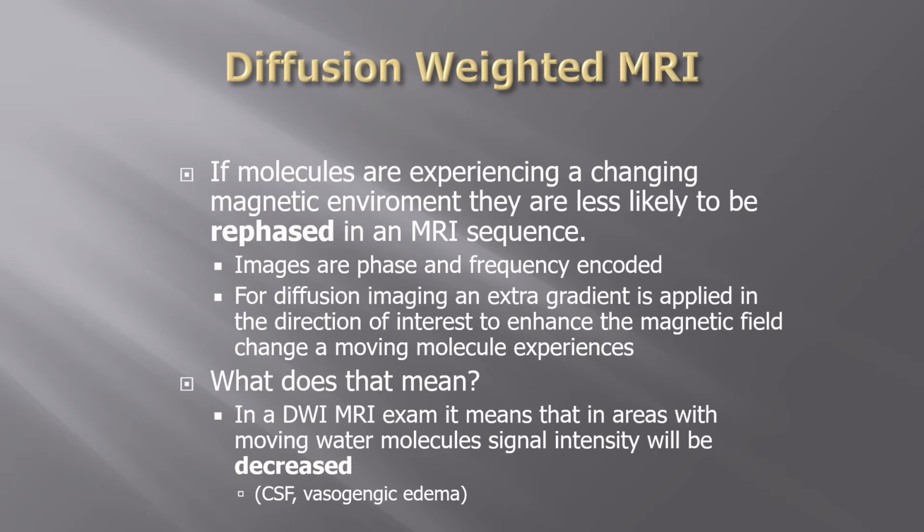So what this means is in diffusion weighted imaging, if molecules are experiencing a changing magnetic field, they're less likely to be rephased. And we have this special extra directional gradient applied, as I demonstrated earlier in the pulse sequence. Again, it might be craniocaudal, might be left to right, it might be some variation of those. So when you have an area of moving water, you have a decreased signal, and this particularly occurs in the brain in CSF, and also you'll see that in areas of vasogenic edema.